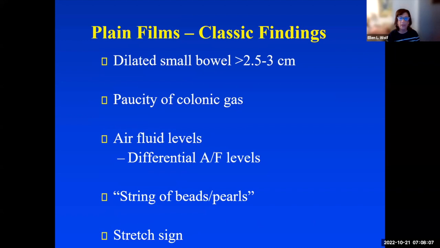So what are the classic findings of small bowel obstruction on plain film? We're looking for dilated loops of small bowel, which would be greater than 2.5 to 3 centimeters in diameter, a paucity of colonic gas. We look for air fluid levels, but as I said, air fluid levels are not specific for small bowel obstruction and can be seen in ileus. What we look for in small bowel obstruction are differential air fluid levels. That is air fluid level in the same loop at different levels.